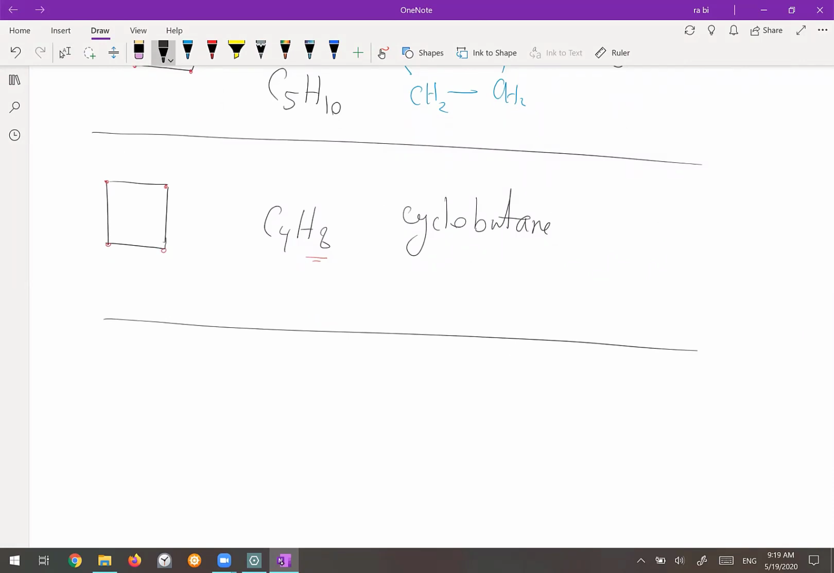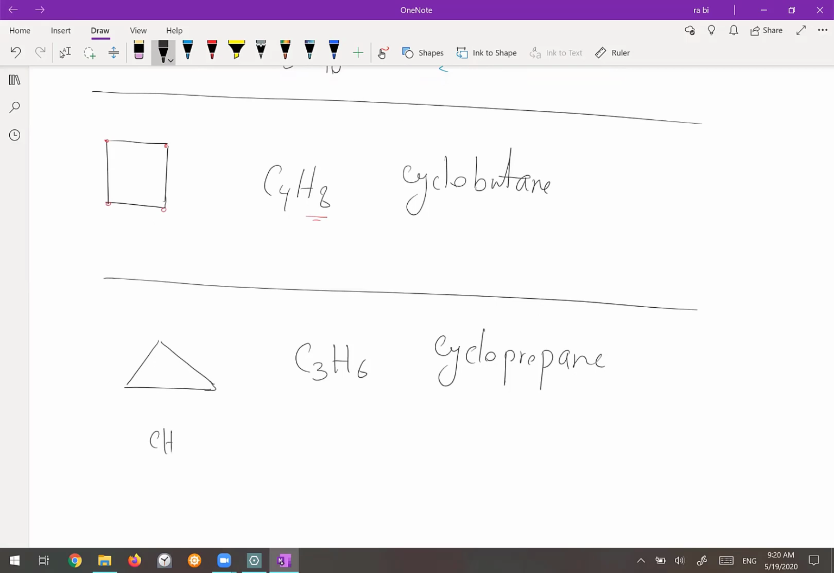Okay, so we can have less carbon than 4. We can have this structure. How many carbons do we have? We have 3 carbons and 6 hydrogens. So this one is cyclopropane. The structure is CH2, bonded to CH2, bonded to another CH2, and they bond to each other.